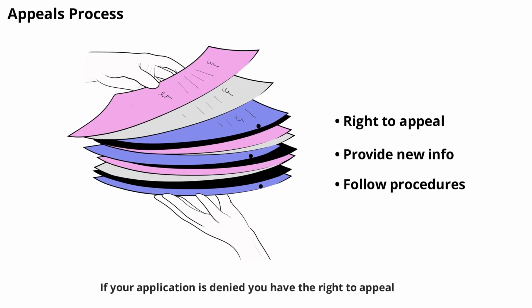If your application is denied, you have the right to appeal. The appeals process allows you to challenge the decision, provide new information, or clarify misunderstandings. Each agency has its own procedures for appeals, including deadlines and required forms. Understanding how to appeal can help you get the outcome you need, even if your initial application was unsuccessful.